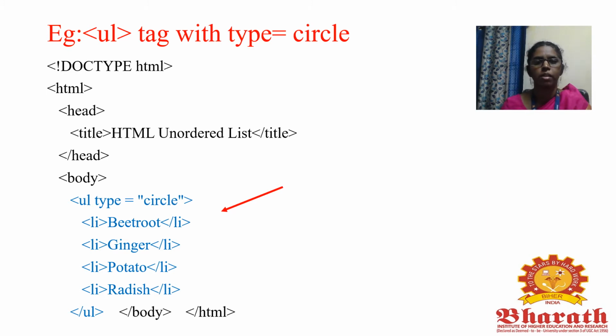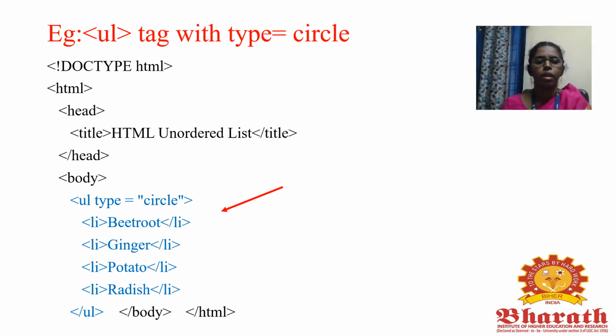So what is the difference between the previous two examples and this one? The first one is nothing but a square, and the second one is the type is the disk, and the third type is nothing but a circle.